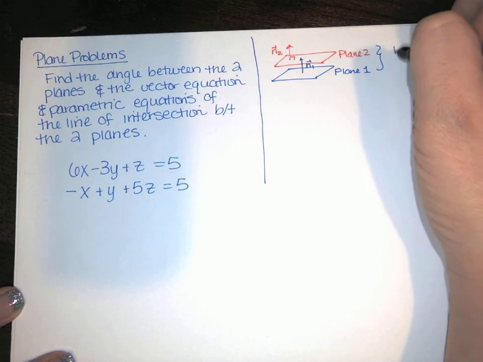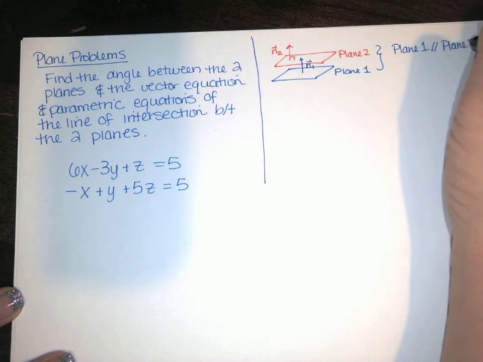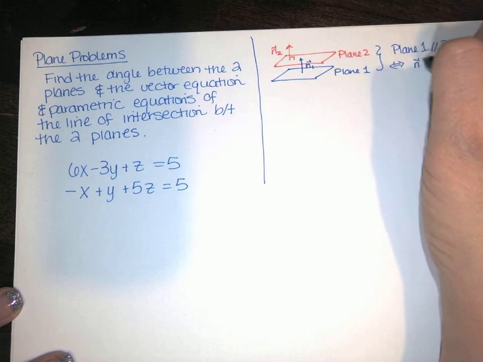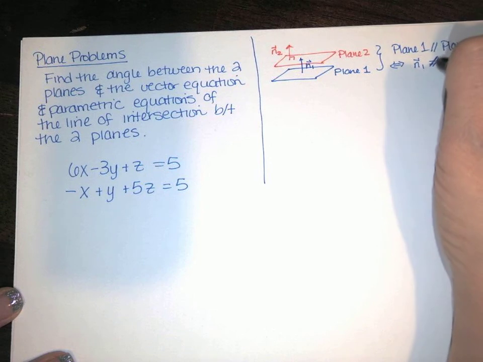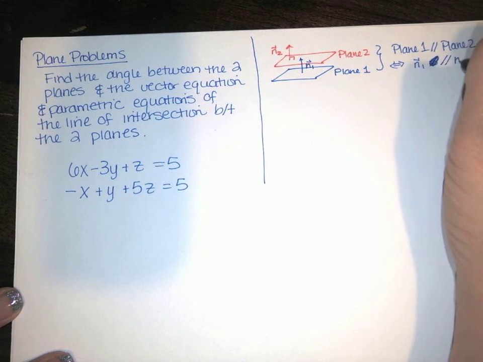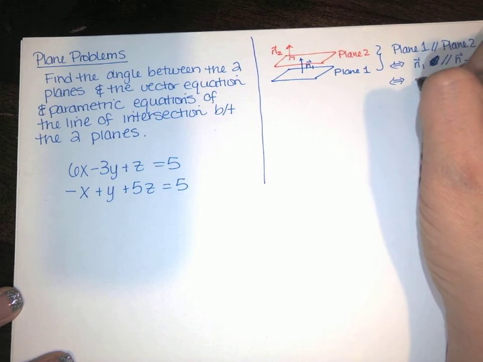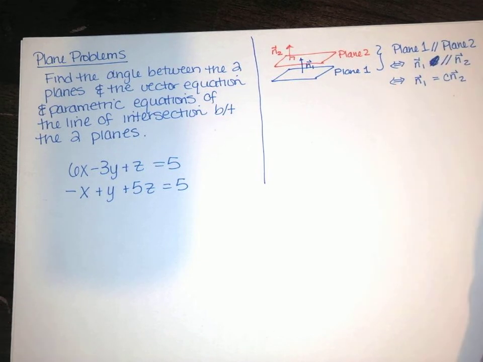Just note to self. Plane 1 is parallel to plane 2 if and only if, the implication goes both ways, N1 is parallel to N2. And remember, two vectors are parallel if and only if N1 is equal to a constant times N2 for some constant C, some real number C.